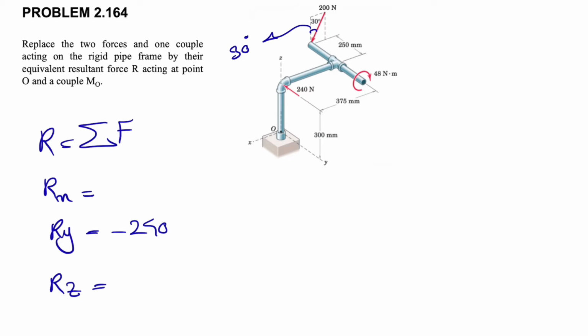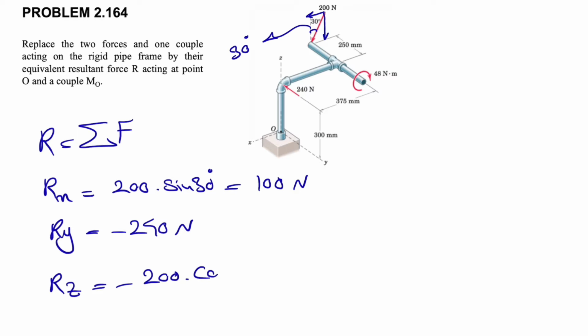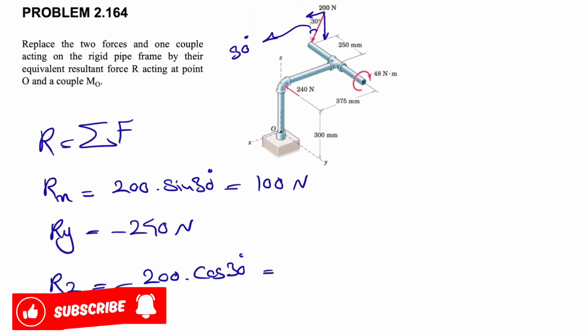If we look at the Rx, we see that we have the 200 force that makes 30 degrees angle with z-axis. And if we want to find the x component, obviously our x is positive because this would be our x component, and this will be our z component. So x will be positive, and what we have is 200 times sine of 30 degrees, which will be 100. We know sine of 30 is 0.5.